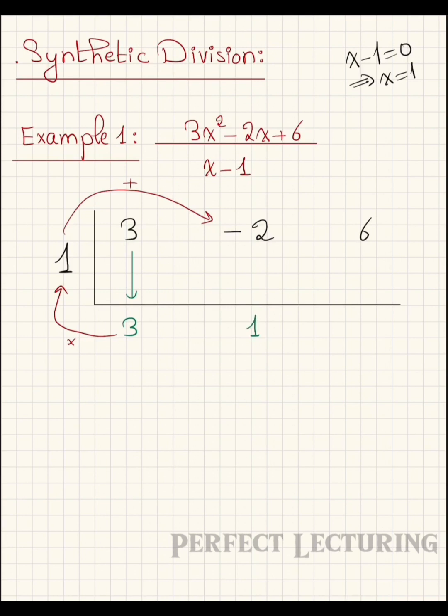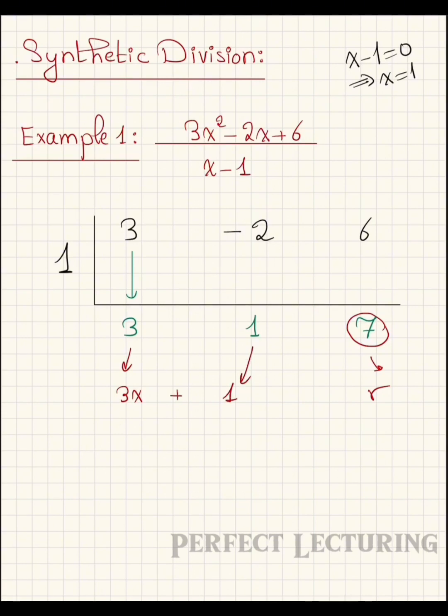Okay, now we repeat the same scenario. I multiply 1 by 1, and then the answer I add to 6. 1 times 1 is 1, plus 6 is 7. Now, what are these numbers that I have just obtained? The final number is always going to be the remainder, always. And the other numbers are just the coefficients of the quotient. This stands for 3x, and this stands for 1. So the answer is 3x plus 1.